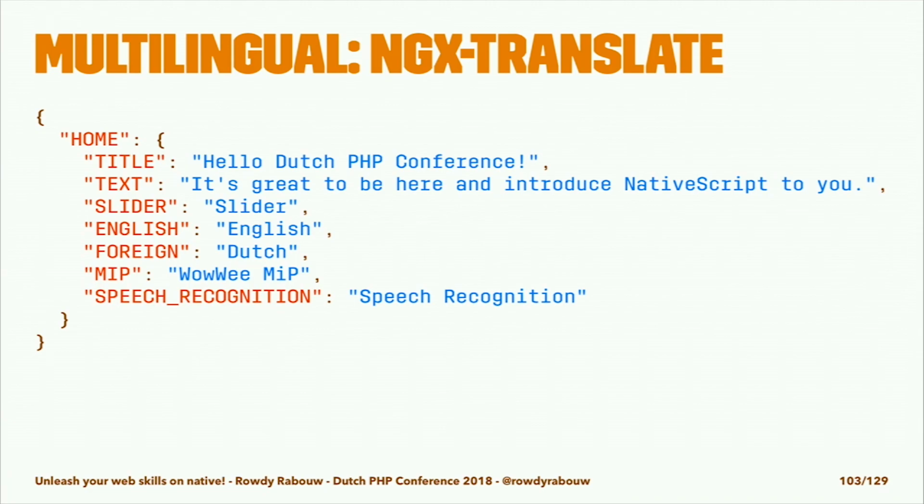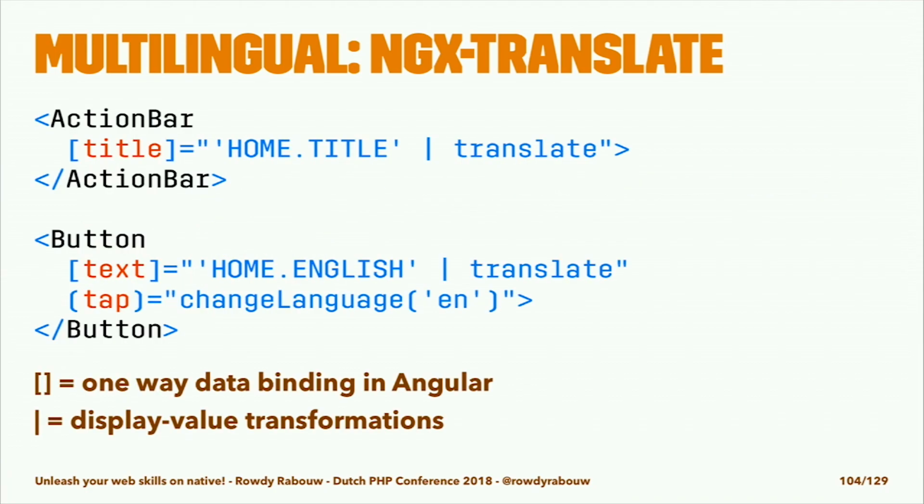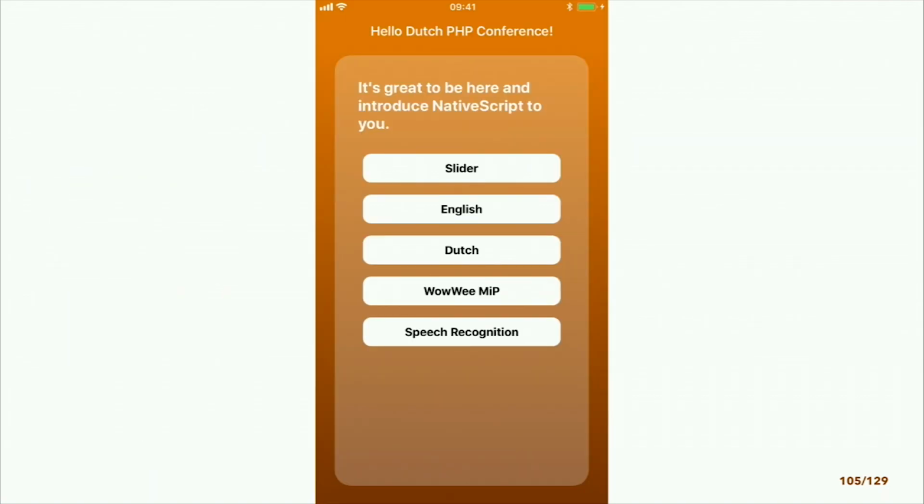And such a JSON file would look like this, for instance. This is the home page of my app, the starter page, which sets the title of the action bar, a little bit of text, and the rest are button text. And how you can use it is one-way data binding in Angular and using a pipe to transform it. You can even use variables if you want to. But in this simple case, this is how you would use it. And you get something like this.